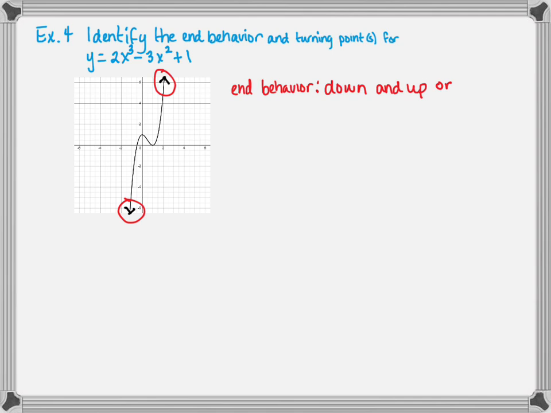Or using the infinity notation, we could write as x goes to -infinity, as the x values go to the left, y goes to -infinity. The y values go down. And as x goes to positive infinity, as the x values go to the right, y goes to positive infinity. The y values go up.